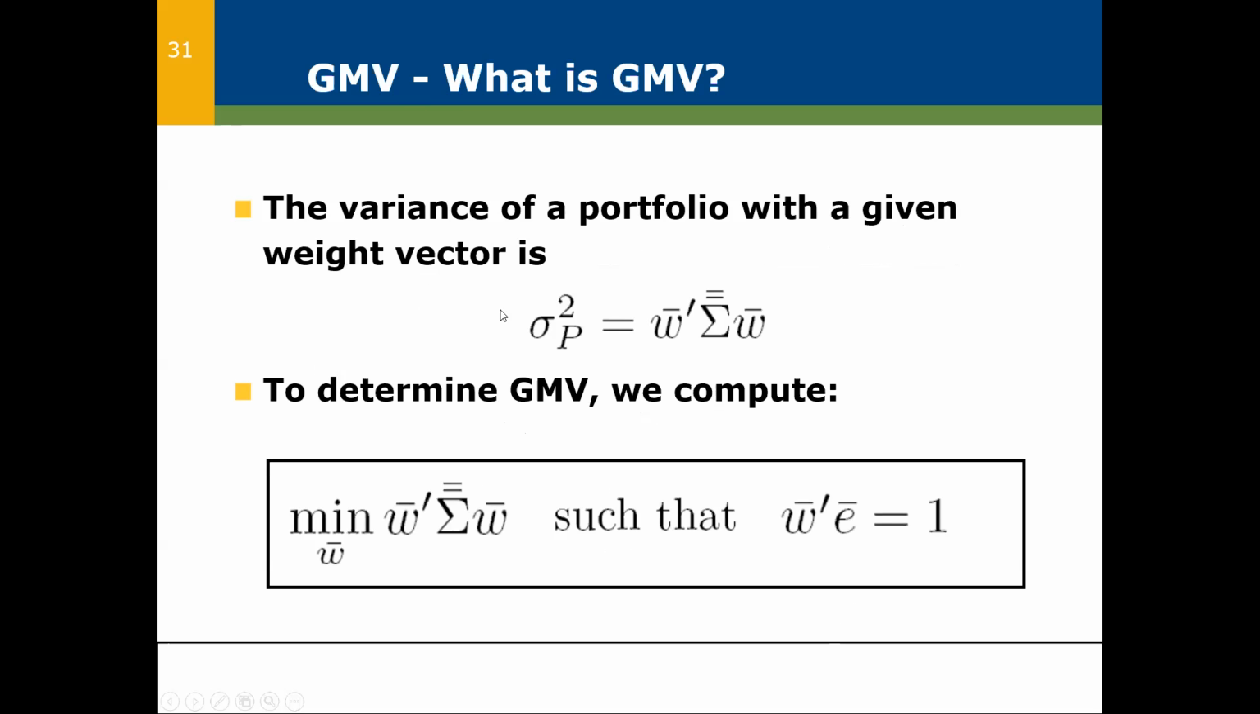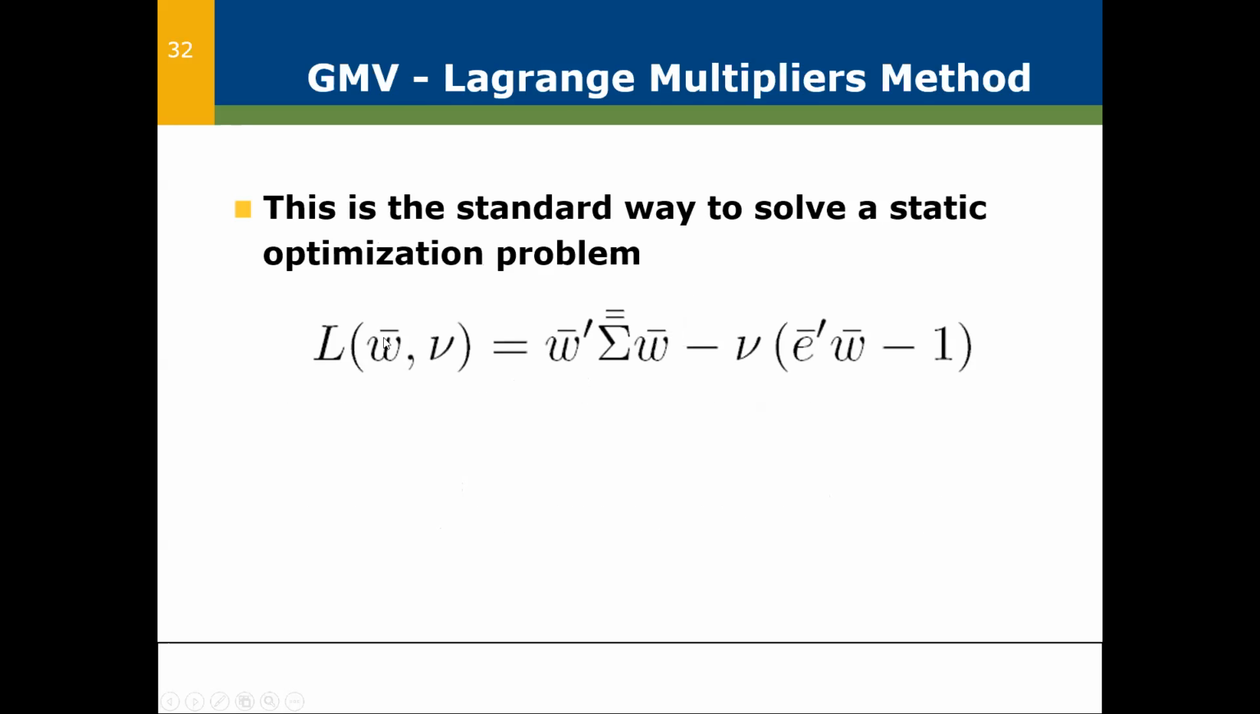Okay, instead of having to take the square root all the time, it's more convenient to work with the squared volatility, which is also the variance. So we're going to minimize the variance as opposed to the volatility. It's the same thing, subject to the budget constraint. That's our optimization problem. We set this up the standard way with a Lagrange multiplier, and this is our Lagrangian.